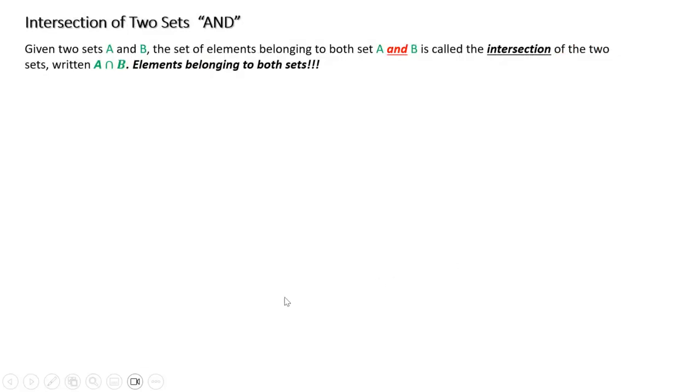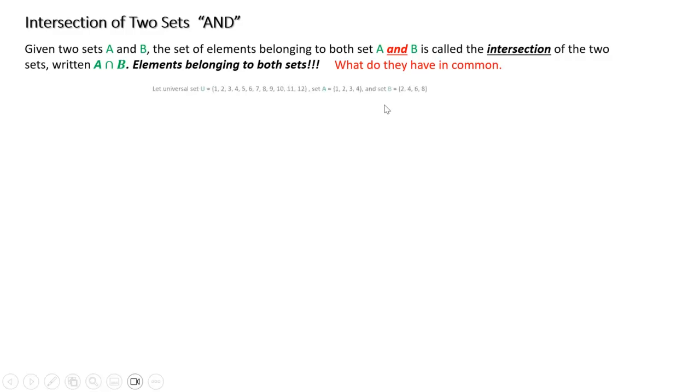Now, intersection of two sets means "and." Given two sets, A and B, the set of elements belonging to both set A and B is called the intersection of the two sets. And this is how you write it: A, with the "and" symbol, which means elements belonging to both sets. But I like to make it clear to students, because at times they don't know the vocabulary. So this is an easy way to remember: what do they have in common?